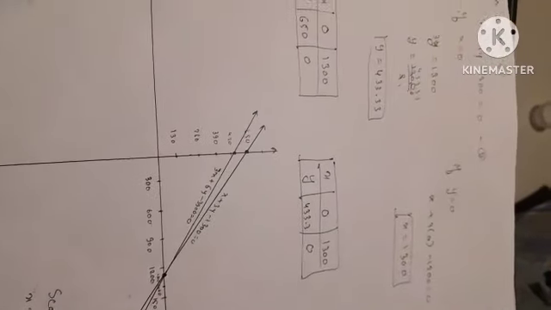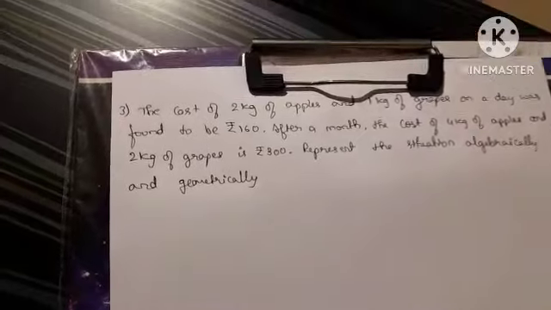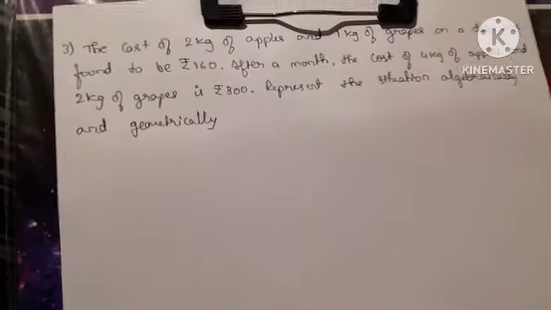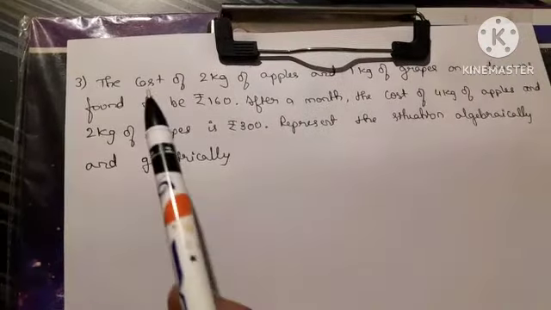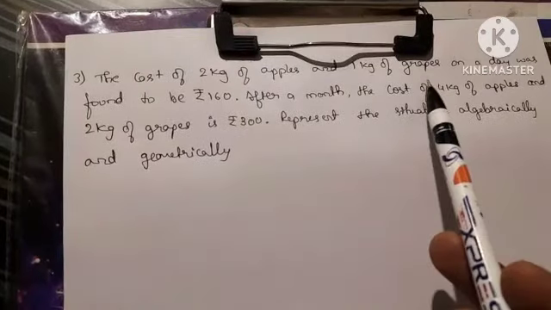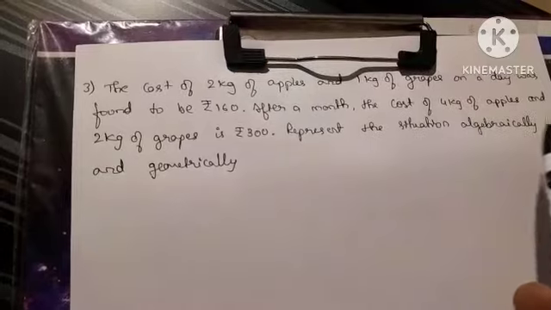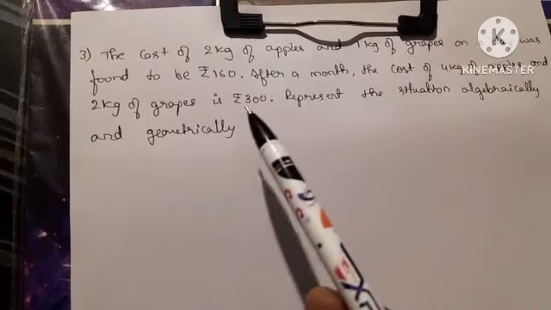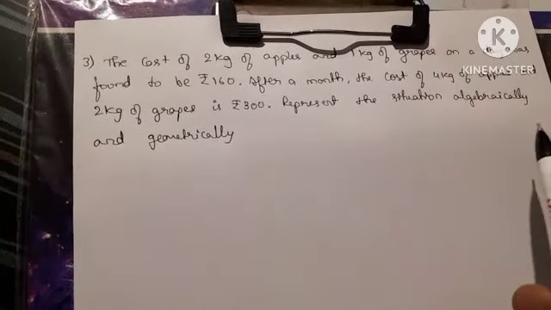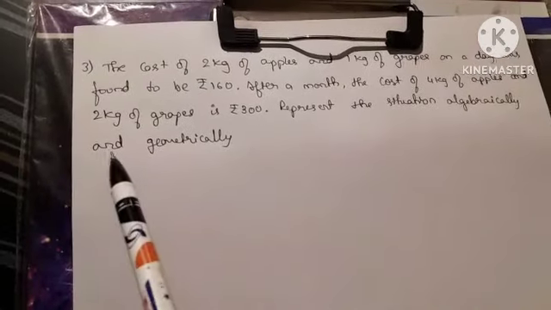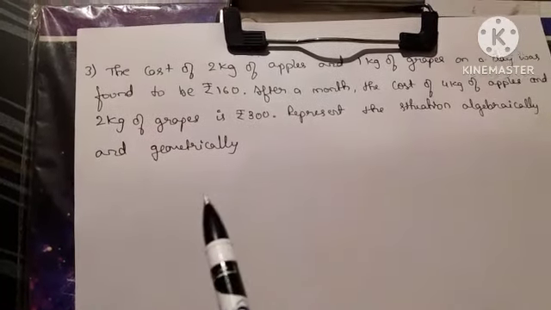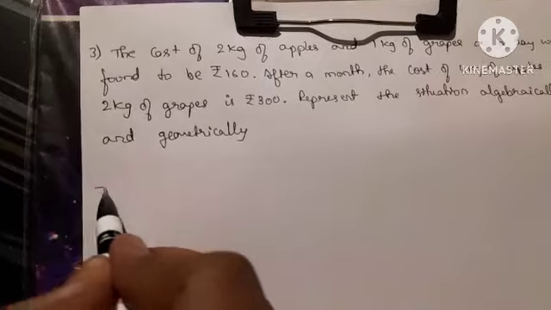Okay, so this is the second question. Now let's go to the last question, which is this one. The statement is, the cost of 2 kg of apples and 1 kg of grapes on a day was found to be rupees 160. After one day, the cost of 4 kg of apples and 2 kg of grapes is 300. So we have to represent this algebraically and geometrically. Don't get confused with geometrically and graphically, both are the same. So let us begin.